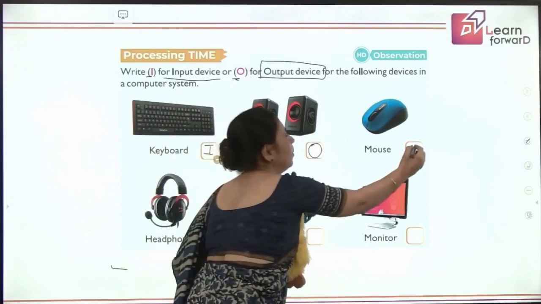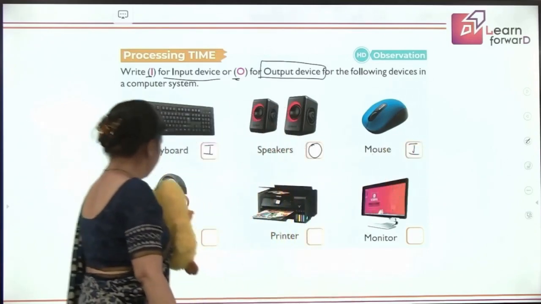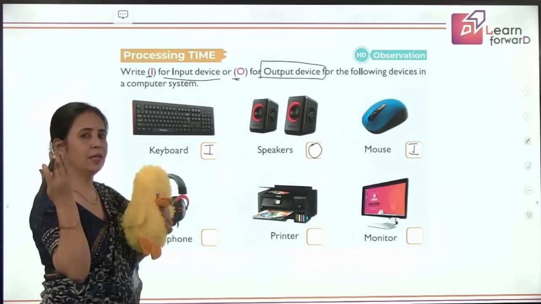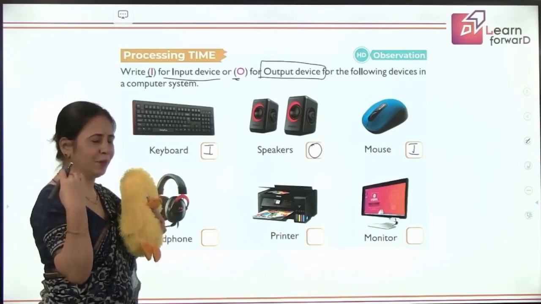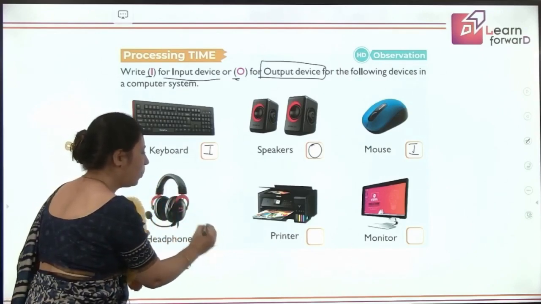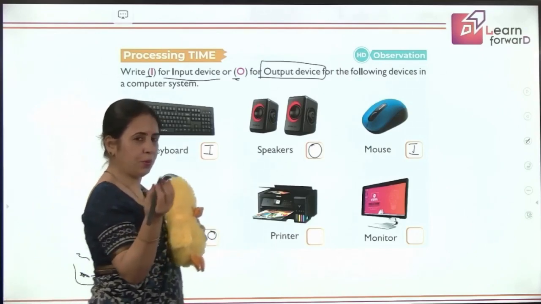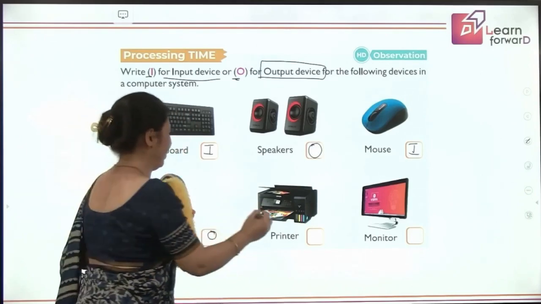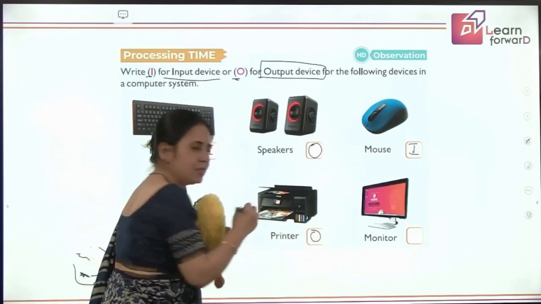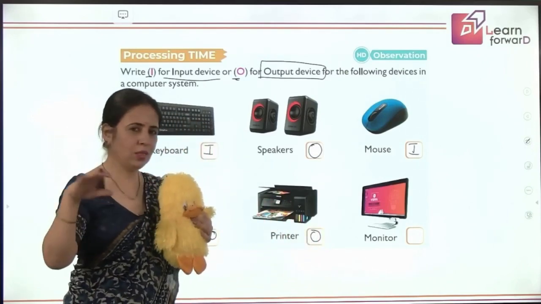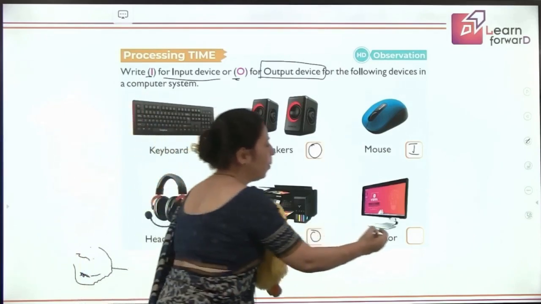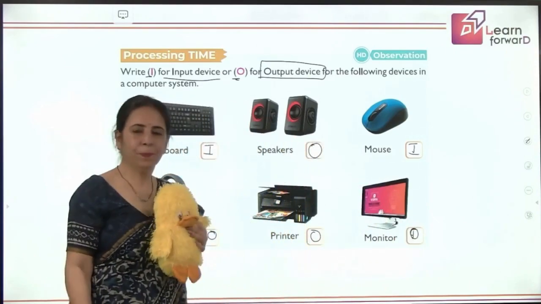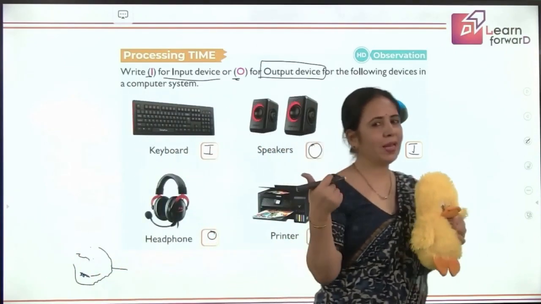What about mouse? What do you think? Mouse is an input unit. And then your headphones, you are getting the voice to your ears. That is coming from the computer. Correct. So we call it an output device. And printer, can you tell? Come on, quickly. Correct. It is also an output device for getting the output on paper. And monitor also is an output unit. Okay. Any doubt? Please ask me quickly.